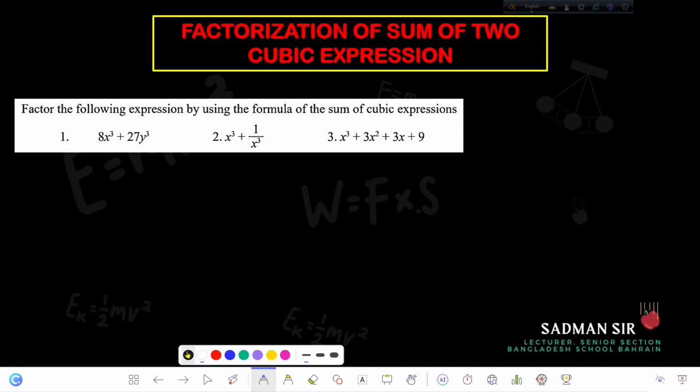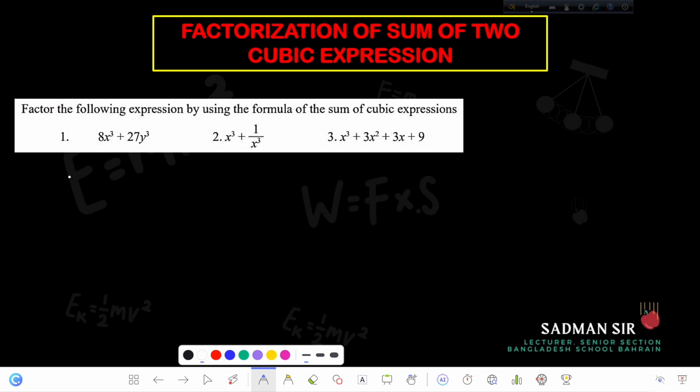Bismillahirrahmanirrahim. So in today's video, we are going to talk about the factorization of cubic expressions. At first, we will discuss when the cubic expressions are in summation form. Okay, so factorization of the sum of two cubic expressions.